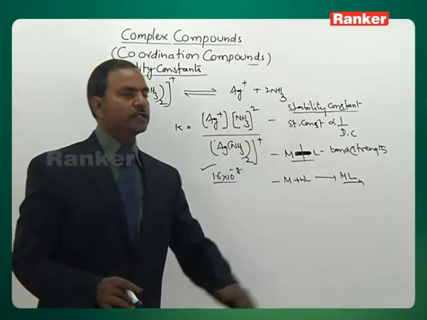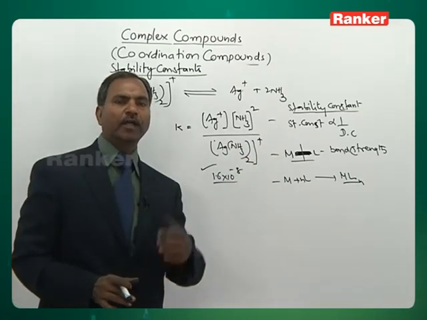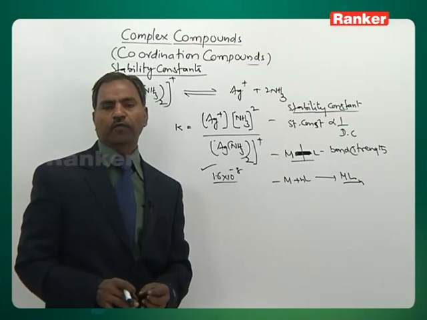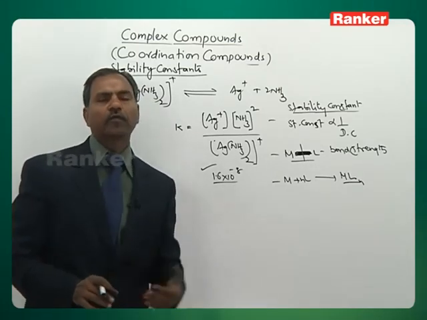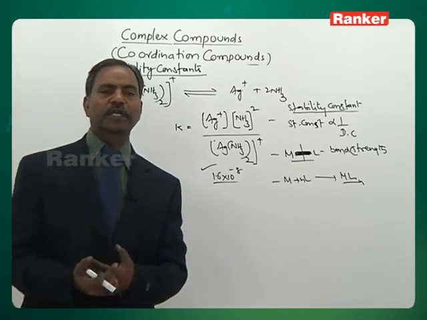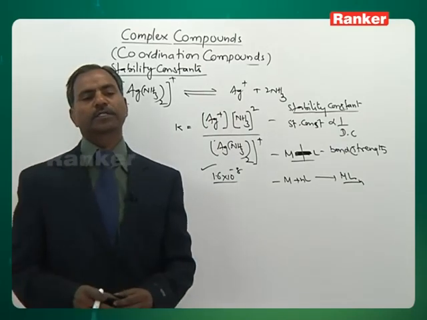So the stability constant is inversely proportional to the dissociation constant. It gives information about metal-ligand bond strength and also about the rate of formation of a complex. If the rate of formation of the complex is more, stability is more. If the rate of formation is less, stability is less. Either way we can define this stability constant.